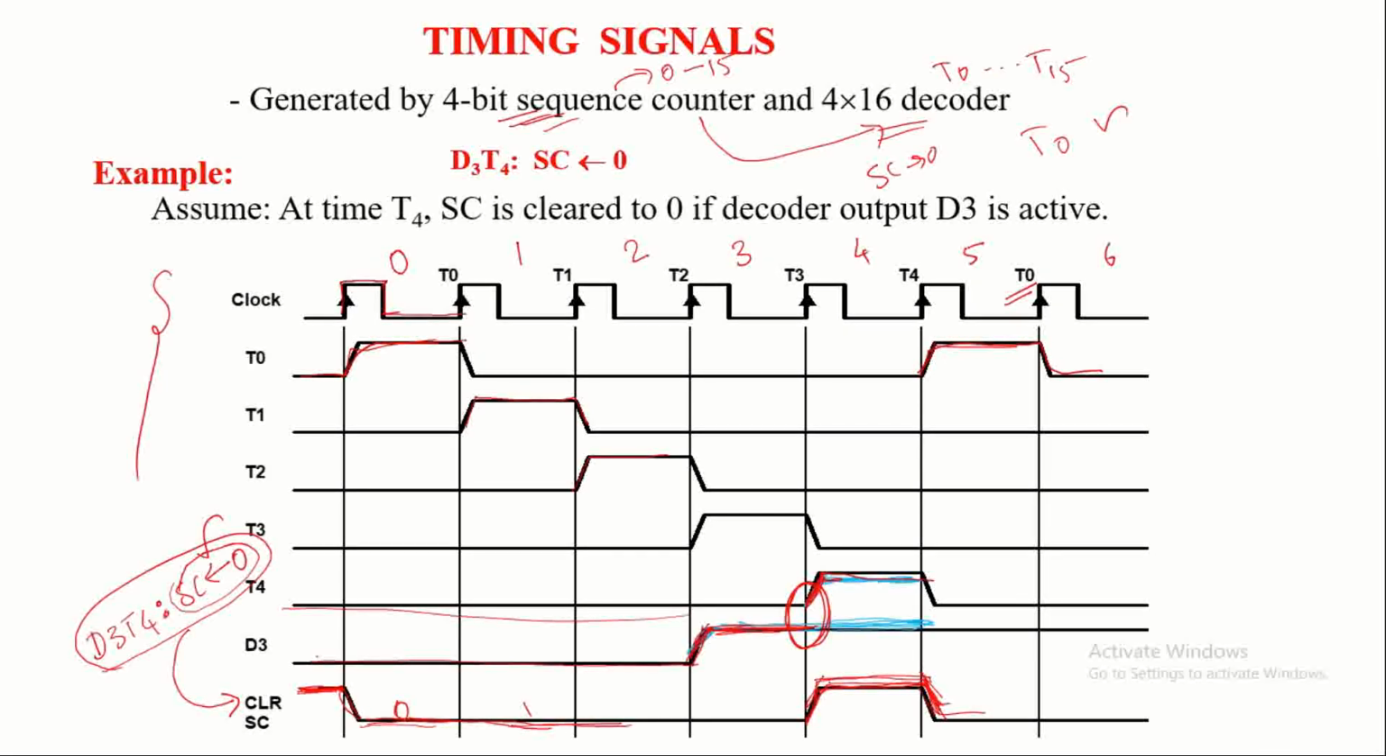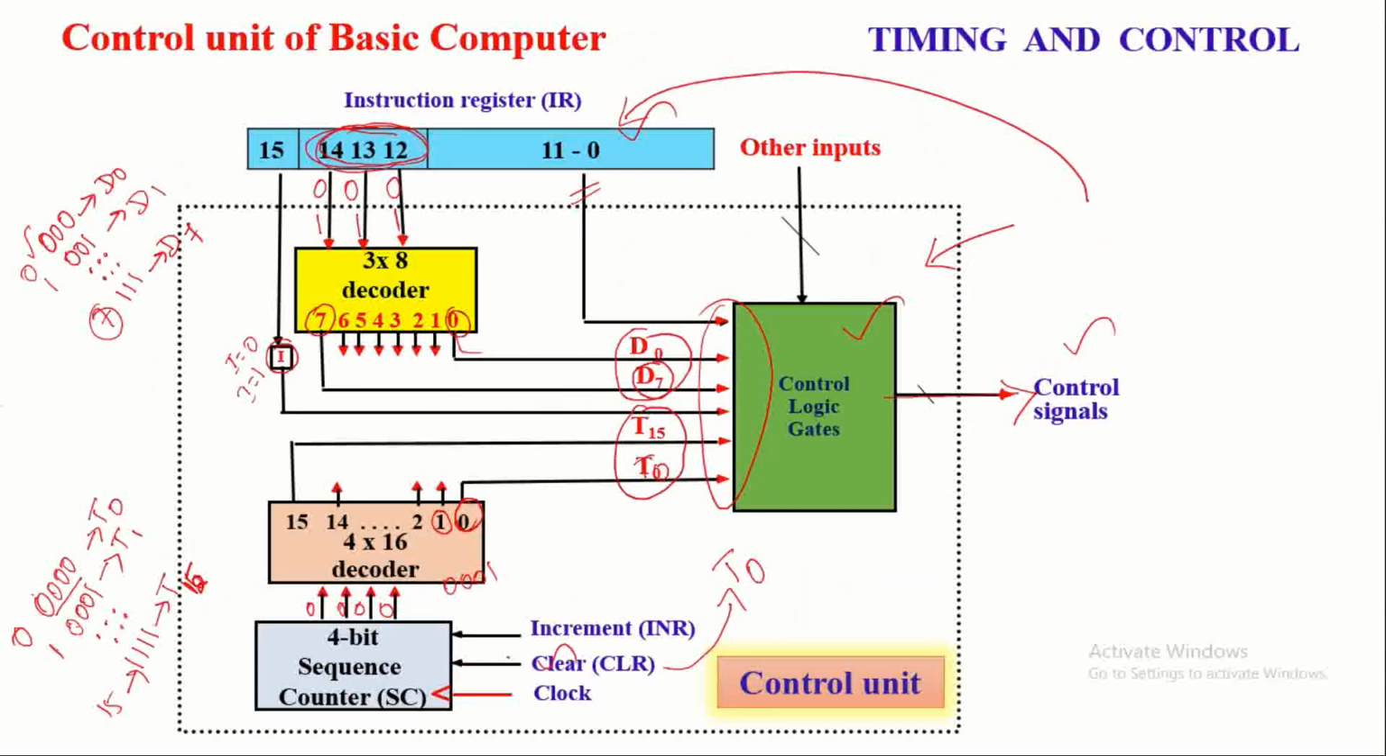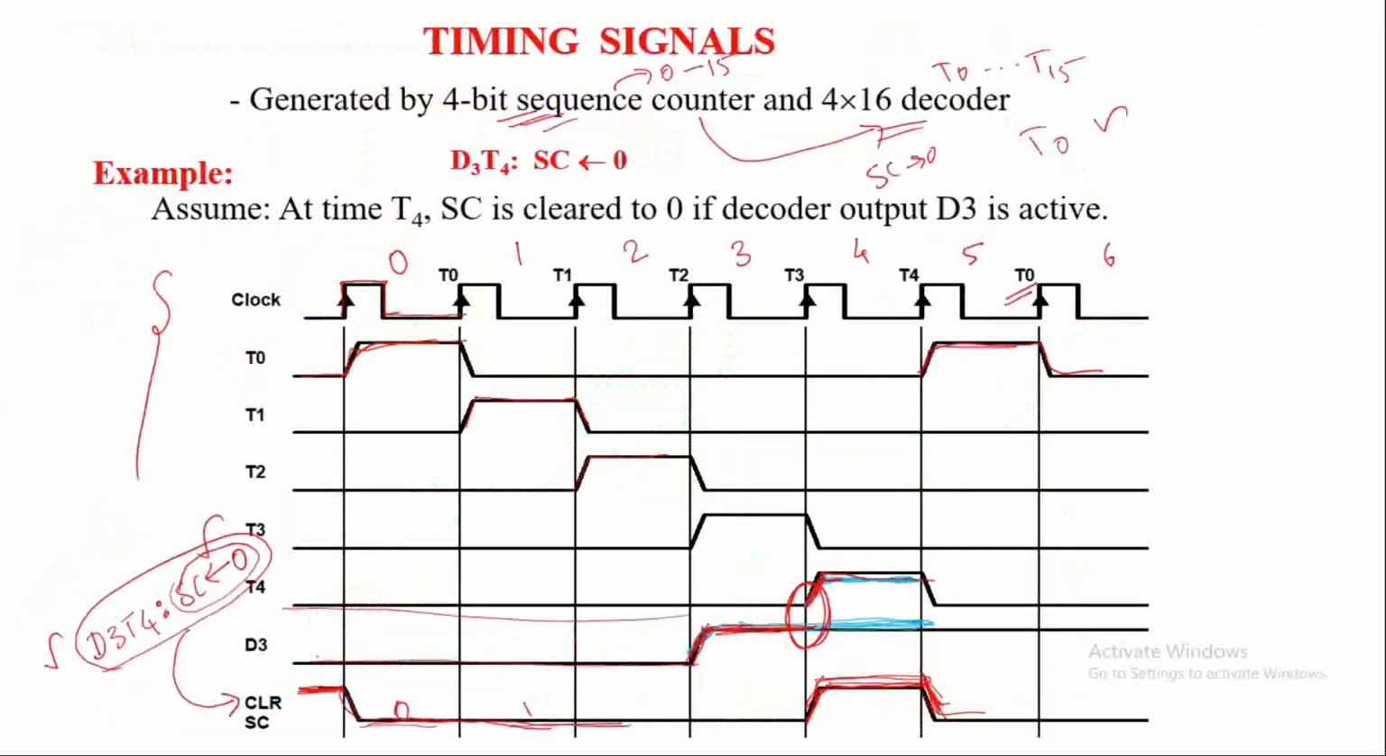So how can it be explained in the block diagram of the control unit? When D3 is active from this decoder and T4 is active from this decoder, and both these signals are active, the control unit immediately activates the clear input of the sequence counter. This is what it means, and it can be represented in the timing diagram like this.